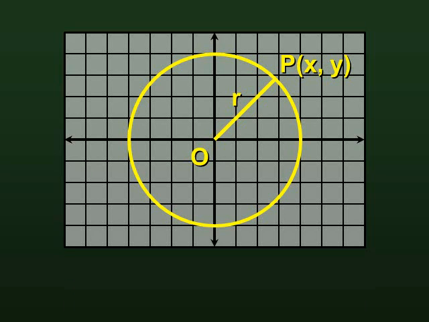Okay, so before we get started on all the pieces and parts of the circle on a coordinate grid, I want to talk to you about where a circle actually comes from. A circle is a conic section. Now, conic means it's part of a cone.